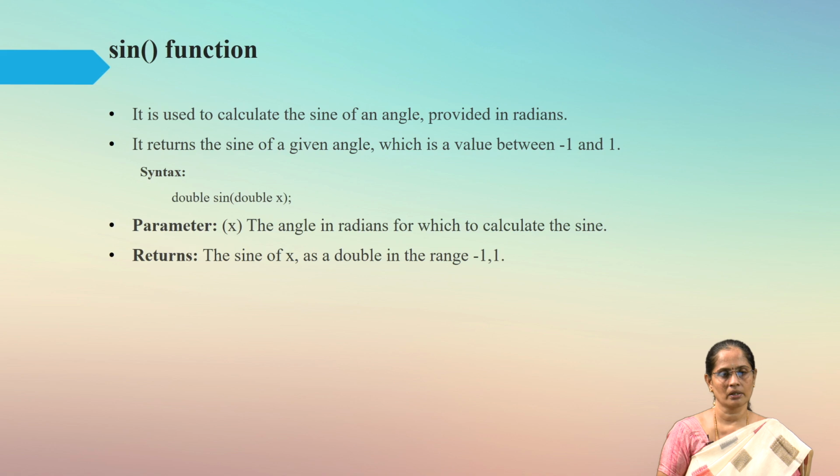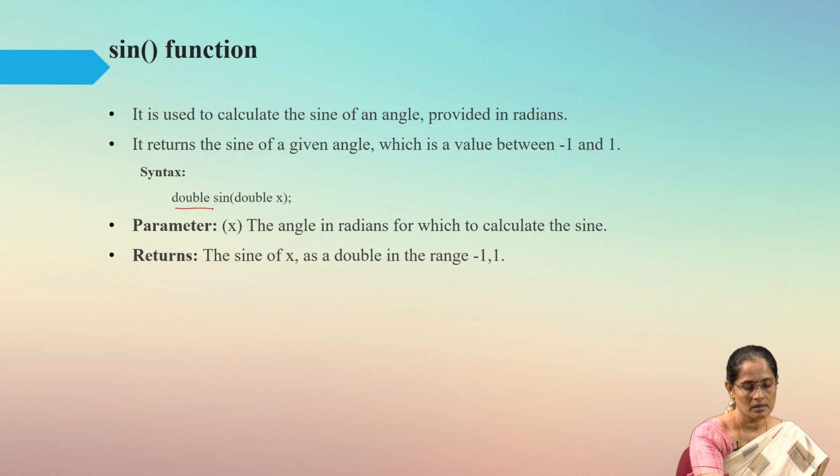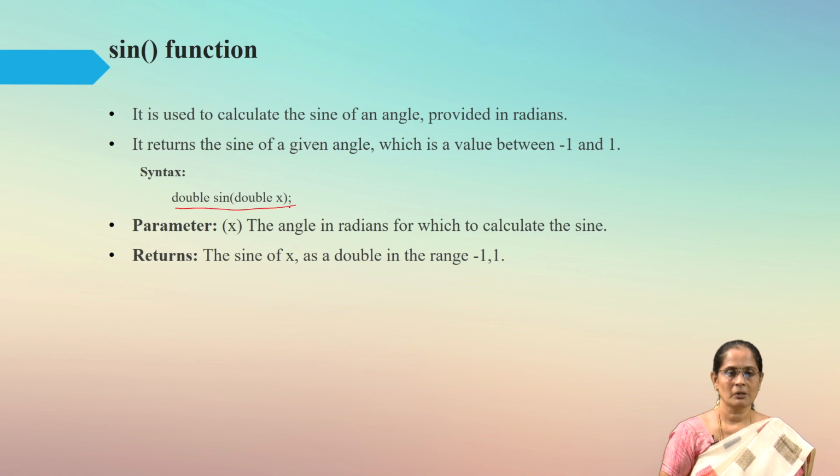So, the sine function will help us calculate the sine of a given angle in radians. It returns the sine of a given angle, which is a value between -1 and +1. How are we supposed to give the value as input? The syntax is double sin of double x. It means that x should be of double type, and the input should be given in radians. The output will range between -1 and 1, which is the sine value.